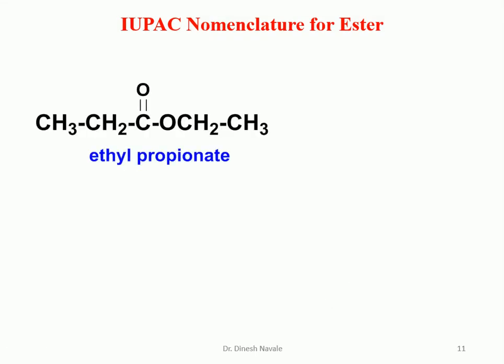So in the case of this molecule, the alkyl part is again the alkoxy part. So it is an ethyl group, and ethyl will be written as it is. A 3 carbon atom carboxylic acid is there, so it is a propionate. So it is going to become ethyl propionate.